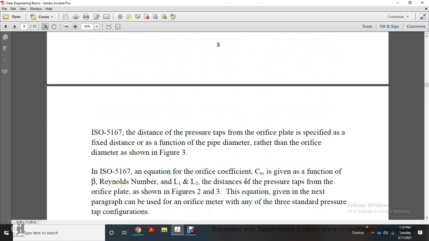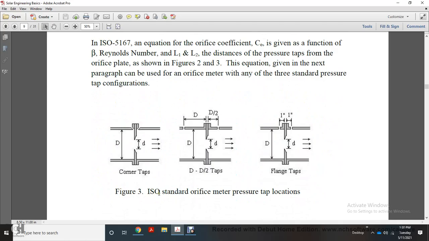The pressure taps are specified at a fixed distance from the orifice plate as a function of the pipe diameter, rather than the orifice diameter, as shown in Figure 3. In ISO 5167, the equation for the orifice coefficient is given as a function of beta, the Reynolds number, and line 1 and line 2, the distances of the pressure taps from the orifice plate shown in Figures 2 and 3. The equation given in the next paragraph can be used with the orifice meter for any of the three standard pressure tap configurations. Figure 3 shows the ISO standard orifice pressure tap locations: corner taps, diameter and a half taps, and flange taps.